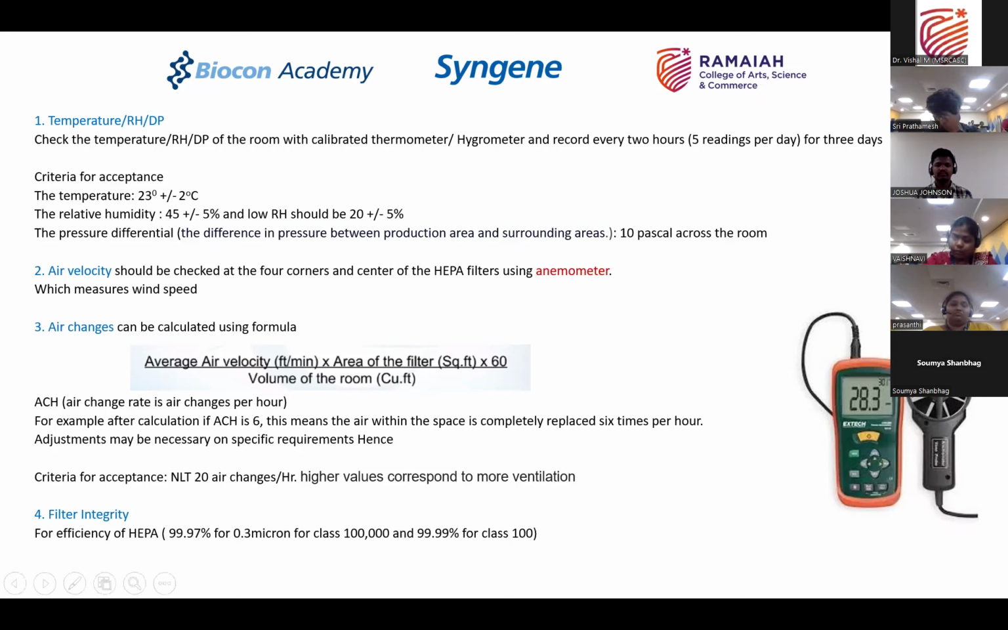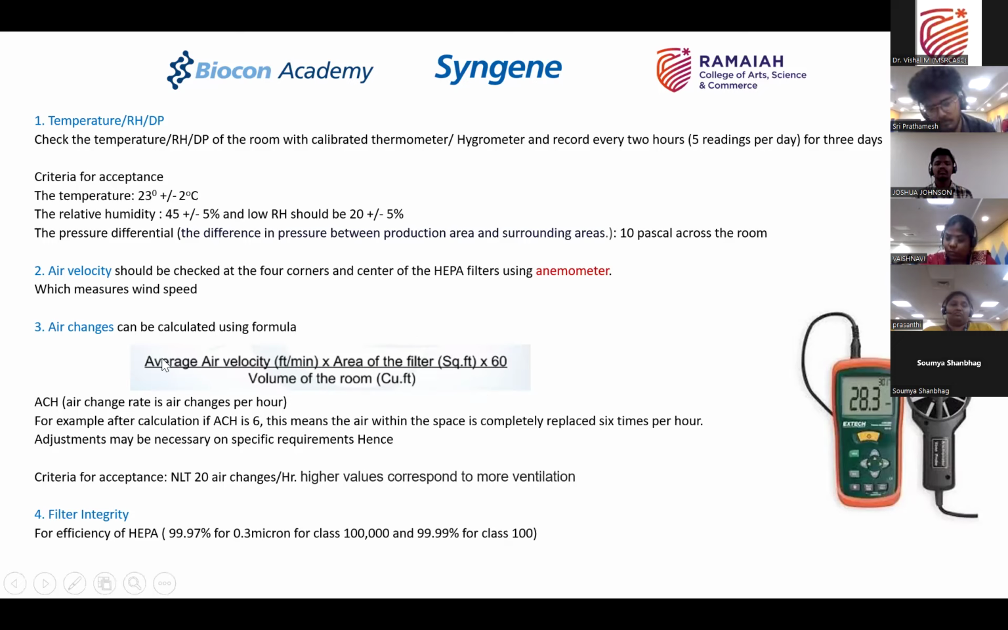Now, this relative humidity and the velocity of the air will affect air changes. What is meant by air changes? What are the changes in the air in different areas? How to calculate these air changes? By the formula given here.